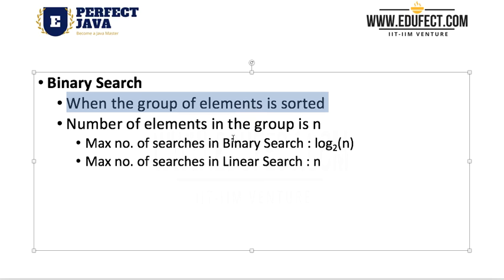Let's assume that the maximum number of elements in a group is n. So in binary search, because it's becoming half every time, the maximum number of searches we do is log of n to the base 2. In linear search, because we're looking at each element, the maximum number of searches we do is n. So this is why binary search is much more efficient.